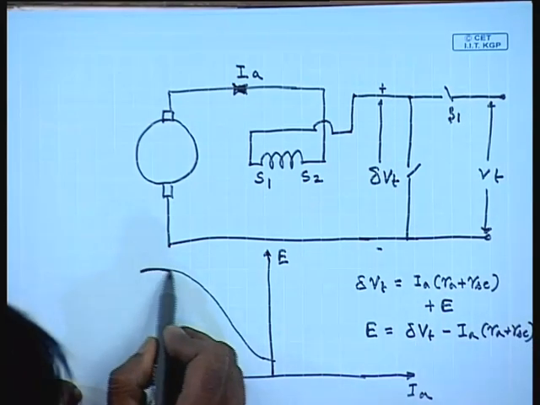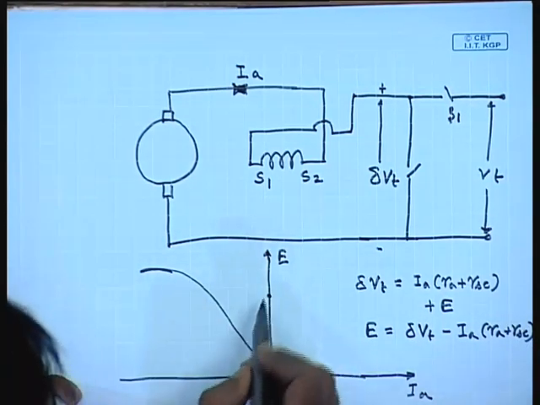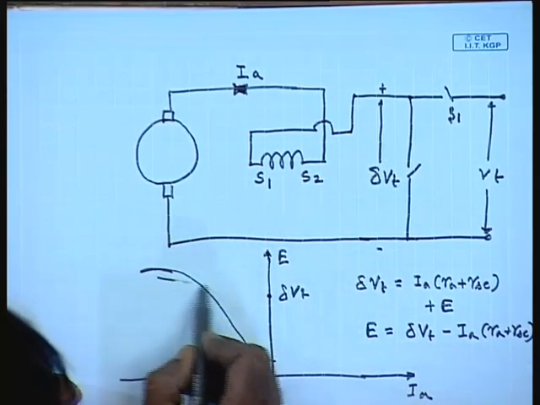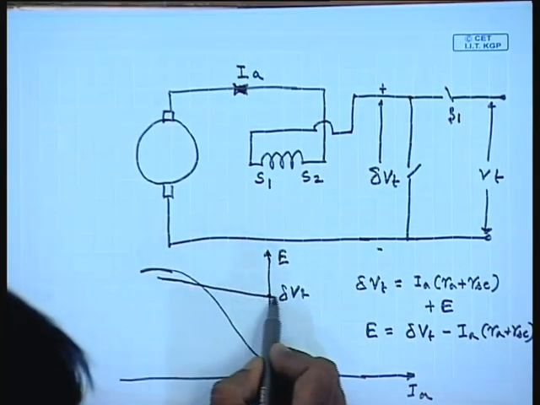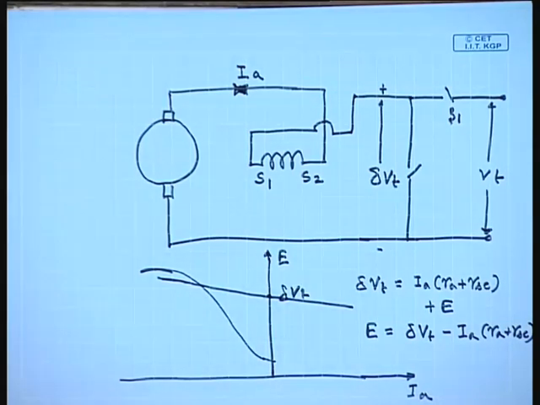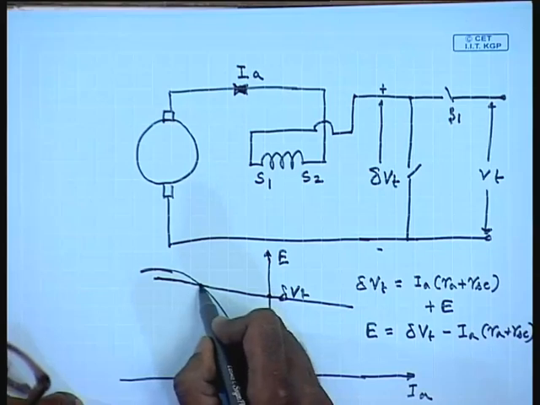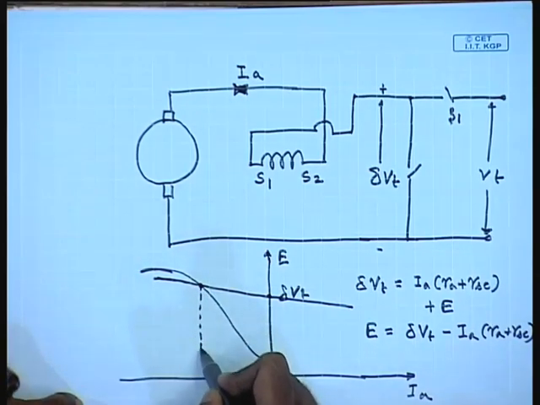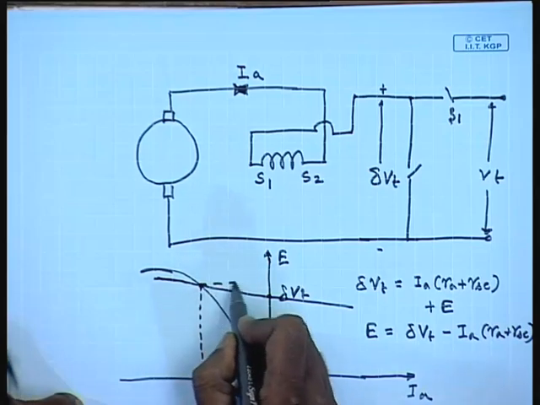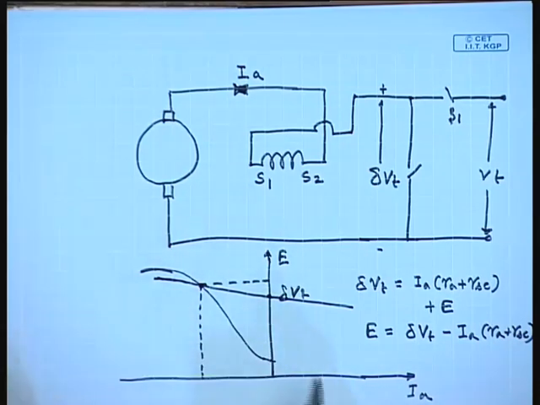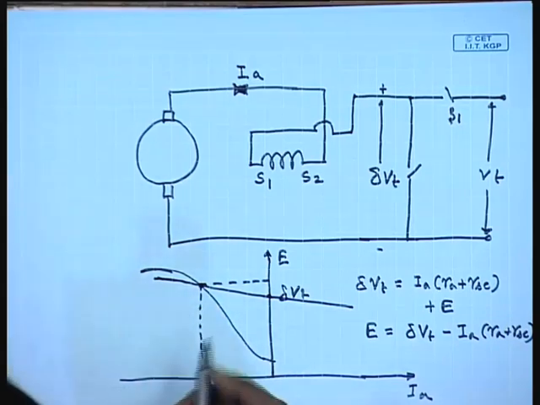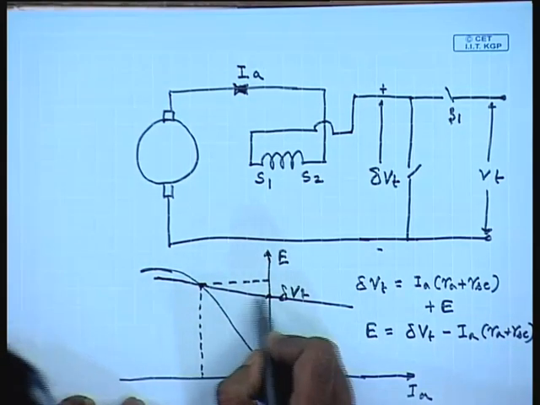So, this is the position delta V T. We can always get a straight line like this. More importantly, it is possible to choose a value of delta such that there is an intersection of this inverse OCC, that is OCC for negative current, and the load line.